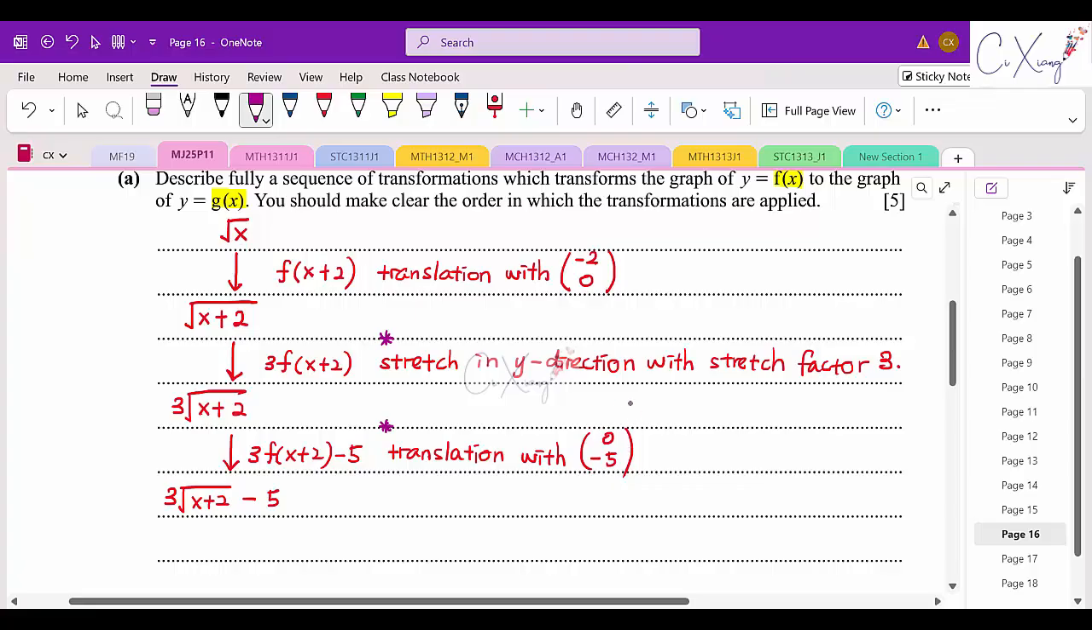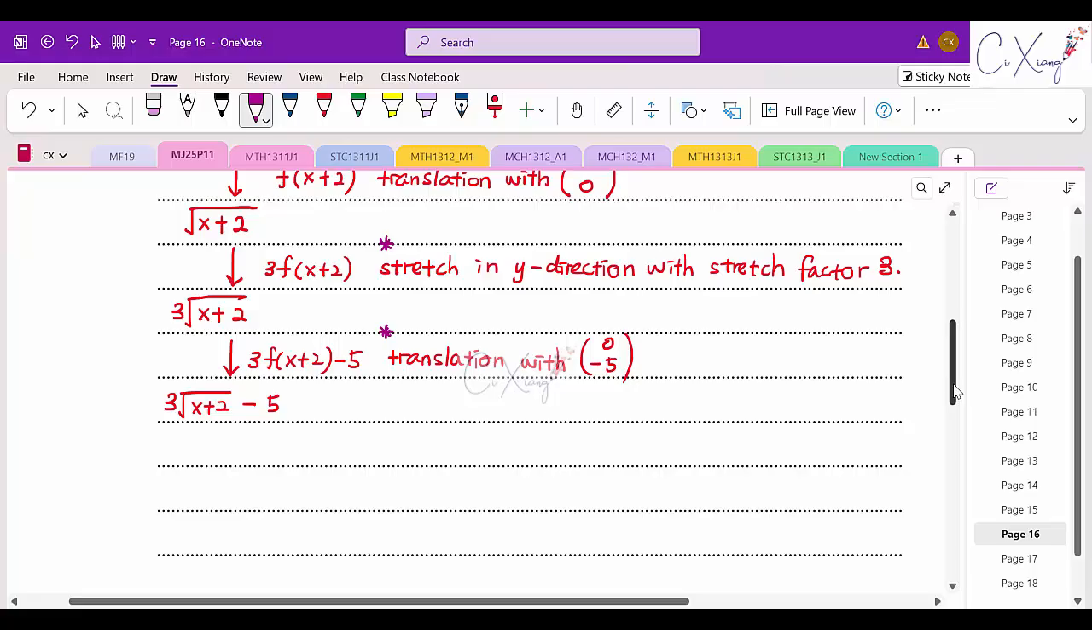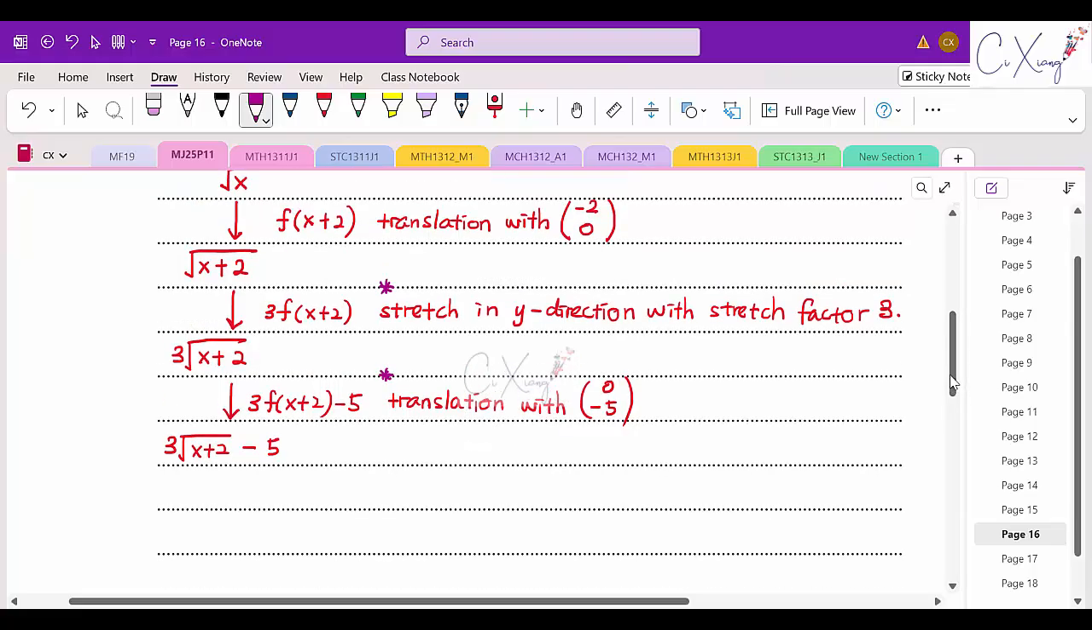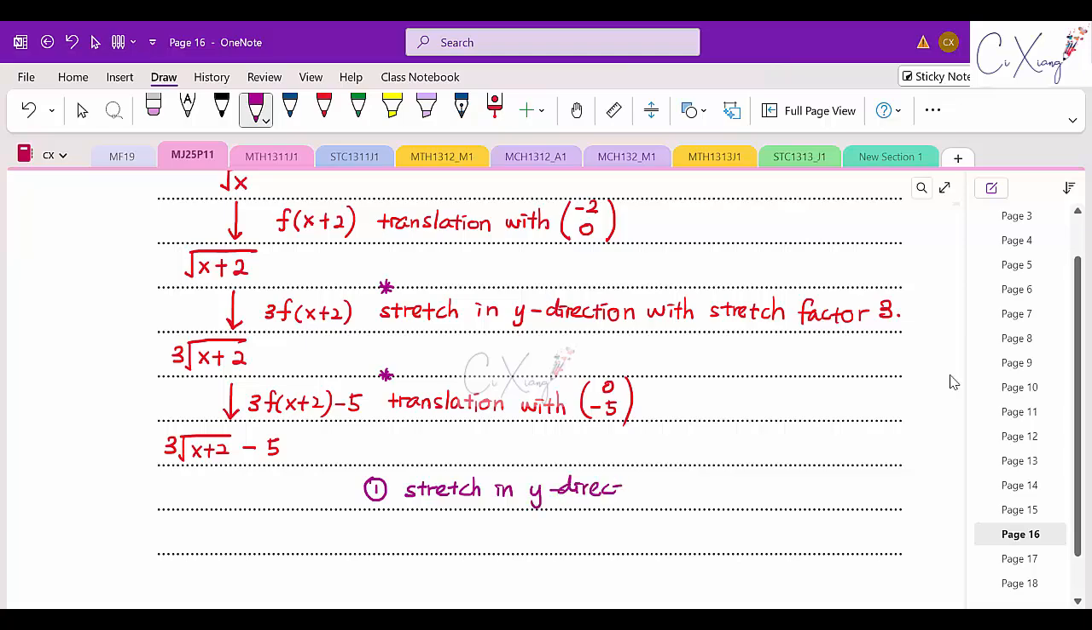Like what I told you just now, I multiply first usually, then only I follow by minus. So in this case, the stretch in the y direction must come first before the translation in y. So you have another option basically. If you want to rewrite your answer, you can make it this way, where the first transformation is a stretch in the y direction with a stretch factor of 3.